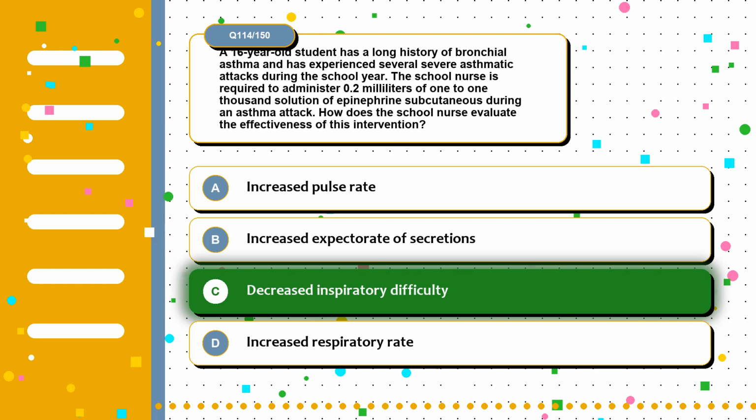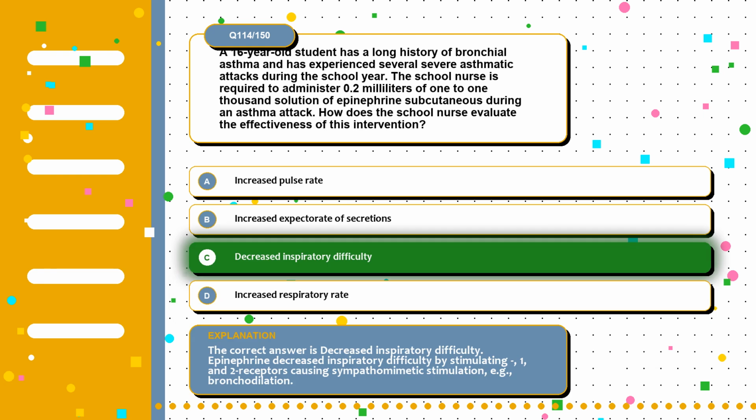The correct answer is option C. Decreased inspiratory difficulty. The correct answer is decreased inspiratory difficulty. Epinephrine decreases inspiratory difficulty by stimulating beta 1 and beta 2 receptors causing sympathomimetic stimulation, for example bronchodilation.